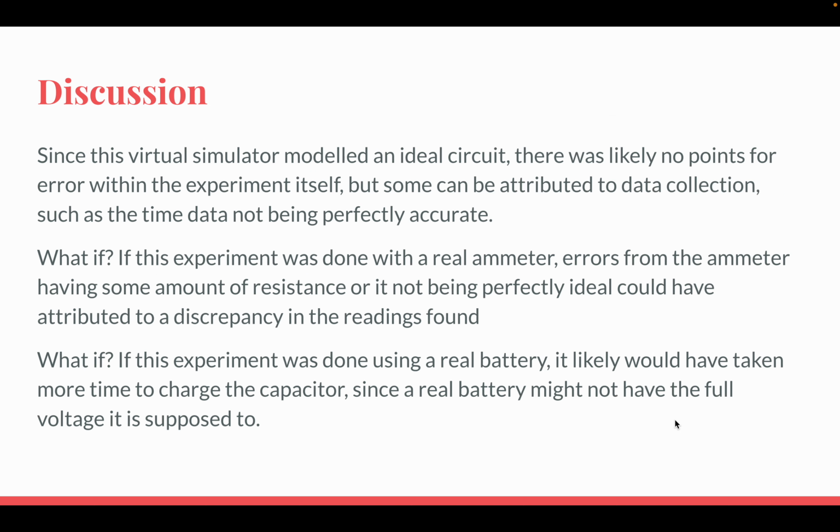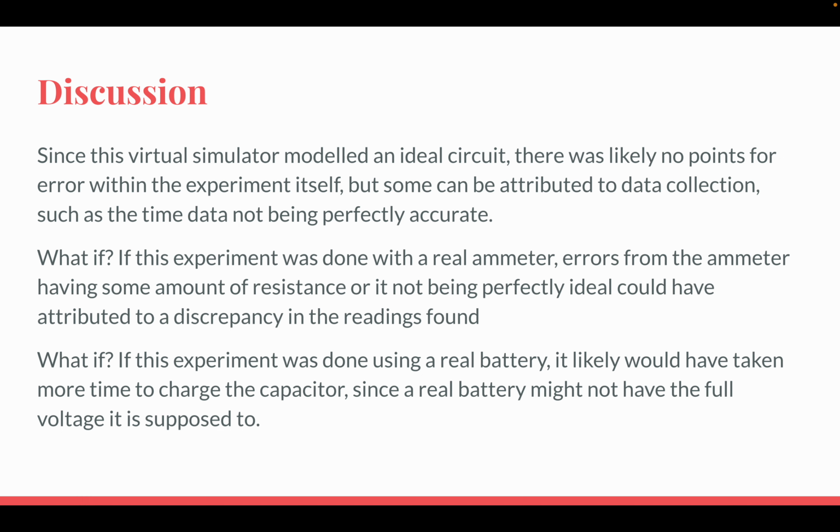So, discussion. Since the virtual simulator modeled an ideal circuit, there were likely no points of error within the experiment itself, but some can be attributed to data collection, such as the time data not being perfectly accurate, which is human error. For the first what-if question, if this experiment was done with a real ammeter, the ammeter could have some amount of resistance, or it could not be perfectly ideal, which would have attributed to a discrepancy in the readings found.